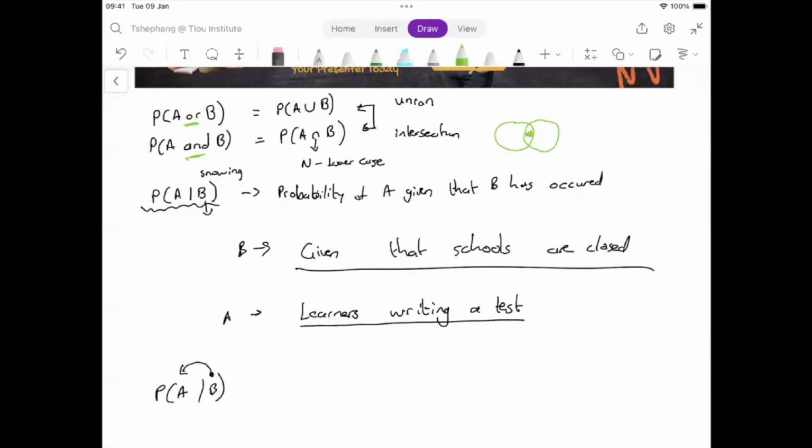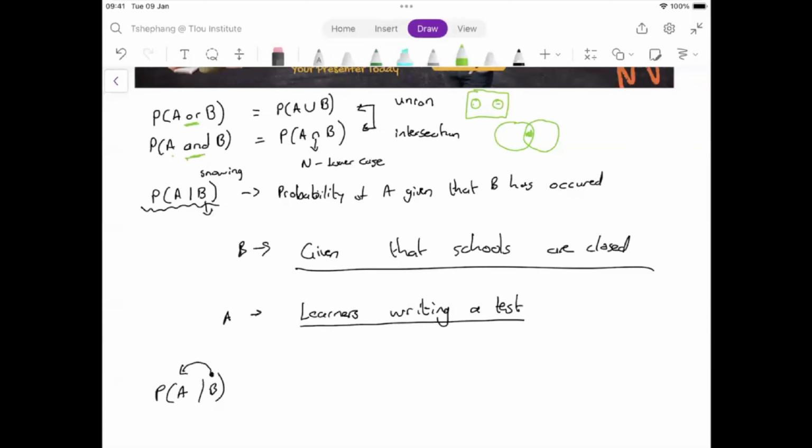Okay, now taking it back to a coin toss. This is what's happening. So with a coin, remember that you cannot have heads and tails happening at the same time. So you either have a heads here and a tails there. You either have a heads or you have a tails. Now, you cannot have a heads and a tails at the same time because they do not intersect.